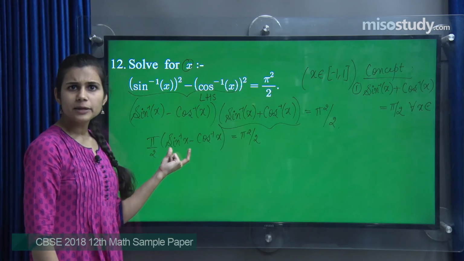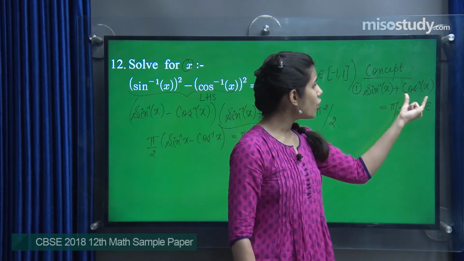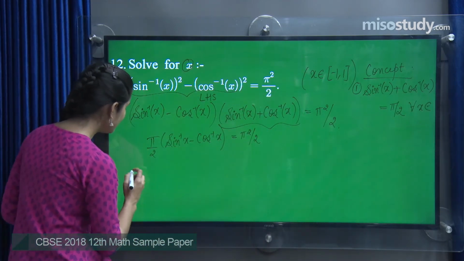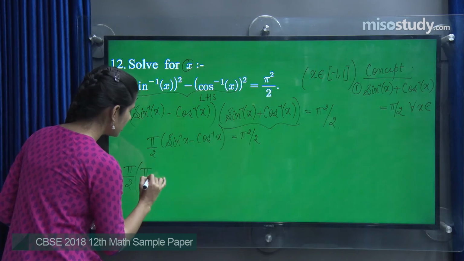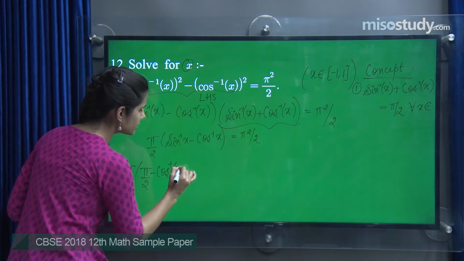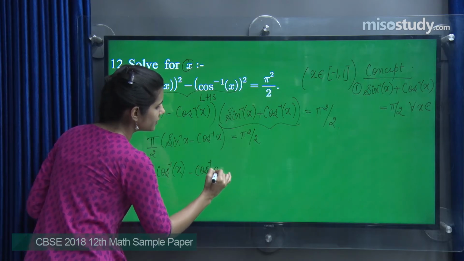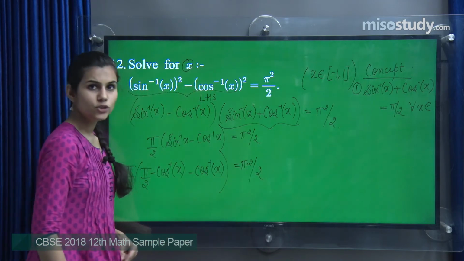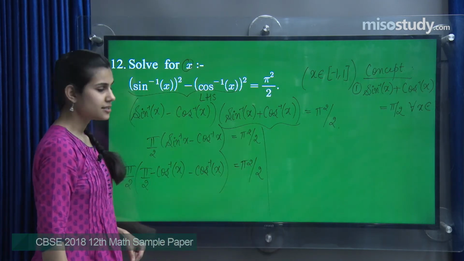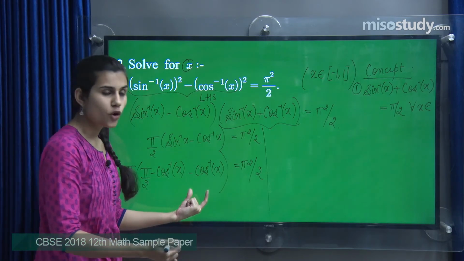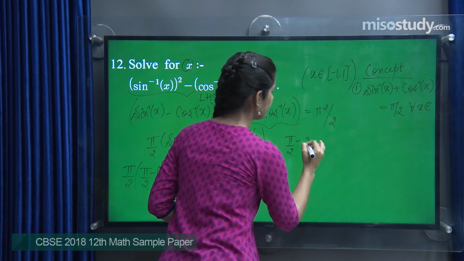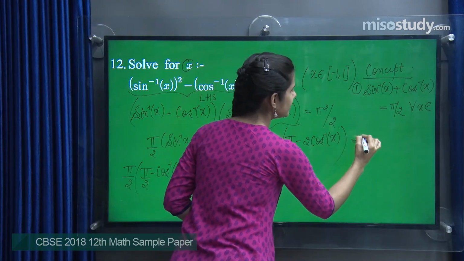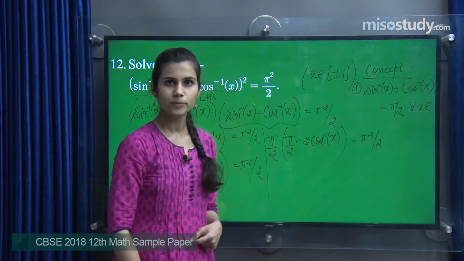Now I don't want sine inverse in the picture. So sine inverse x is pi by 2 minus cos inverse x. So sine inverse can be written as pi by 2 minus cos inverse x, minus this cos inverse x already present. And this is equal to pi square by 2. What do we do next? This is pi by 2 minus twice of cos inverse x, and this pi by 2 outside, this is equal to pi square by 2.